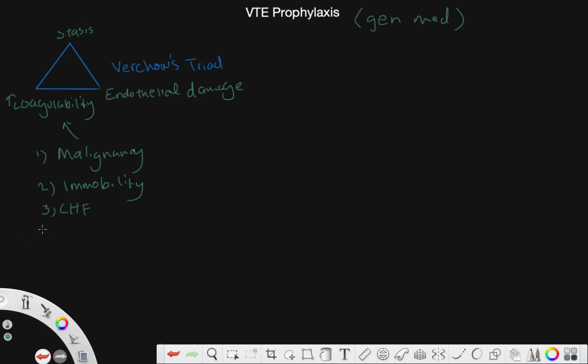Other common risk factors include sepsis and respiratory failure. So these are some of the common risk factors. There are others. If someone has a history of blood clots, they're at increased risk. Things like inflammatory bowel disease: when you see inflammation, you can think of a state of hypercoagulability. And pregnancy is, of course, the other big one.